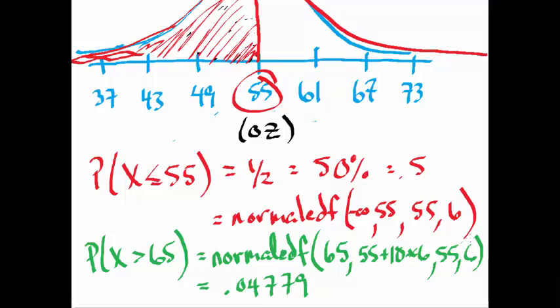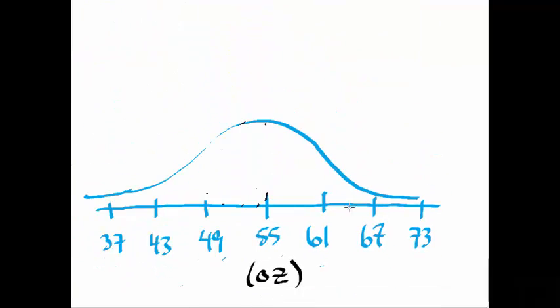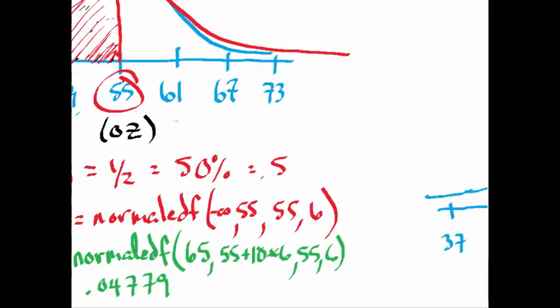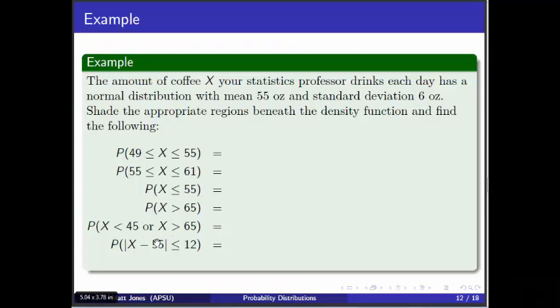0.04779. I didn't draw a picture for that, but if I did, it would look a lot like this. I'd find 65, which is about here. I wanted to know the chance that x takes on a value to the right of that mark. That's just the area bounded by the curve and the horizontal line to the right of 65. So it's about 4 or 5%. That's what we got there, 4.779%.